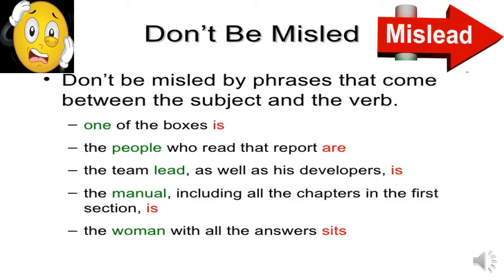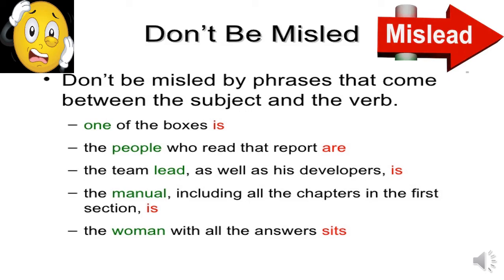Well, children, there are a lot of things that we get confused with this topic. So don't be misled with these things which are mentioned below. Don't be misled by phrases that come between the subject and the verb. One of the boxes is. Though it is about the boxes, which is in plural form, we have the phrase one of, so we have to consider what we are clearly speaking about.